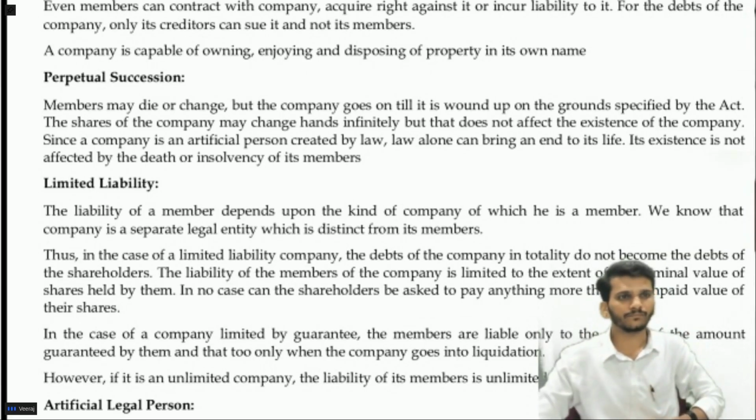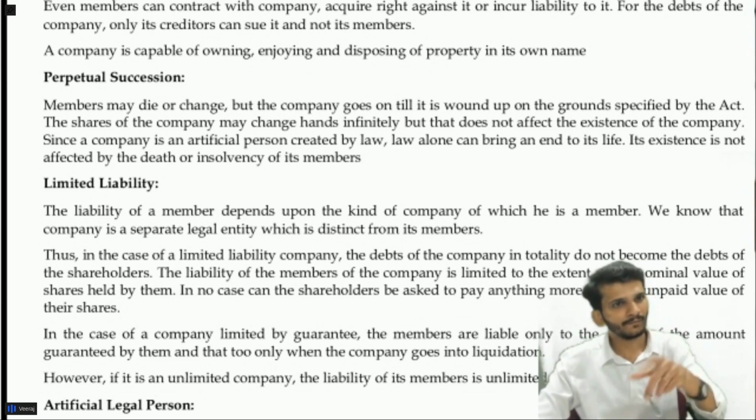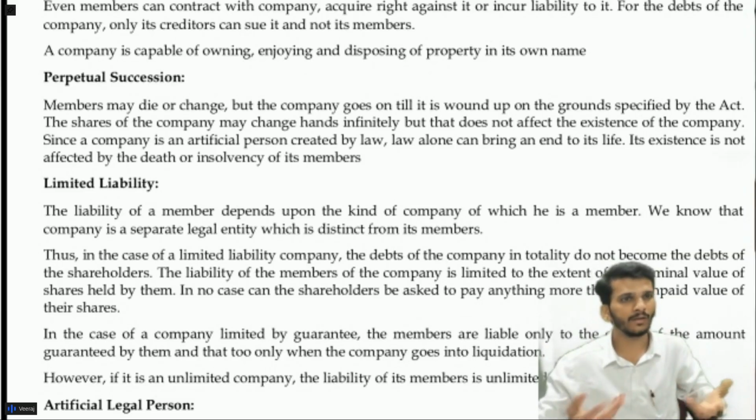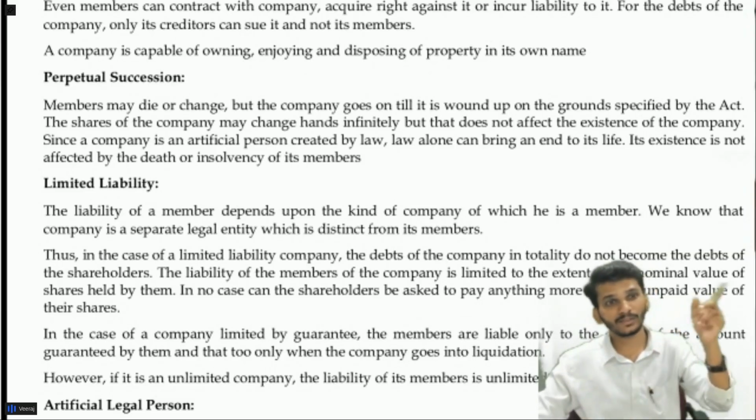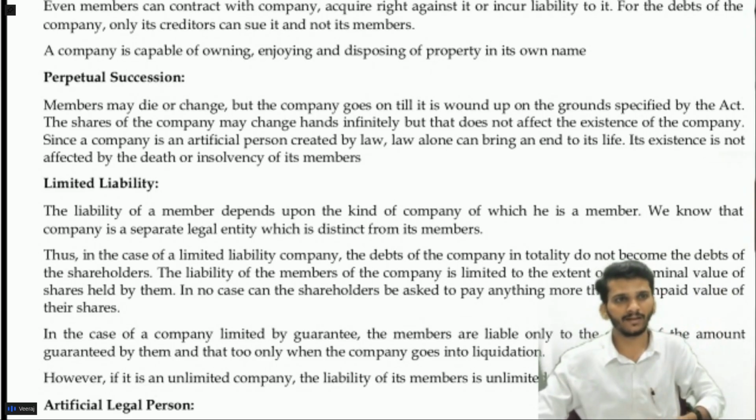The remaining amount will be carried forward. But generally that does not happen, carry forward, because in case of a guarantee company, they can call the money only during the winding up of the company. Once it is wound up, how can you call it? If it is limited by shares, then your point remains valid.